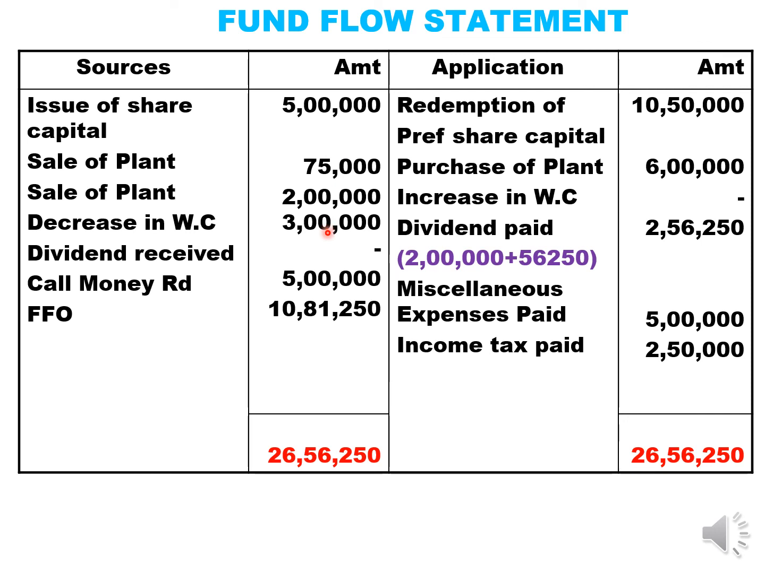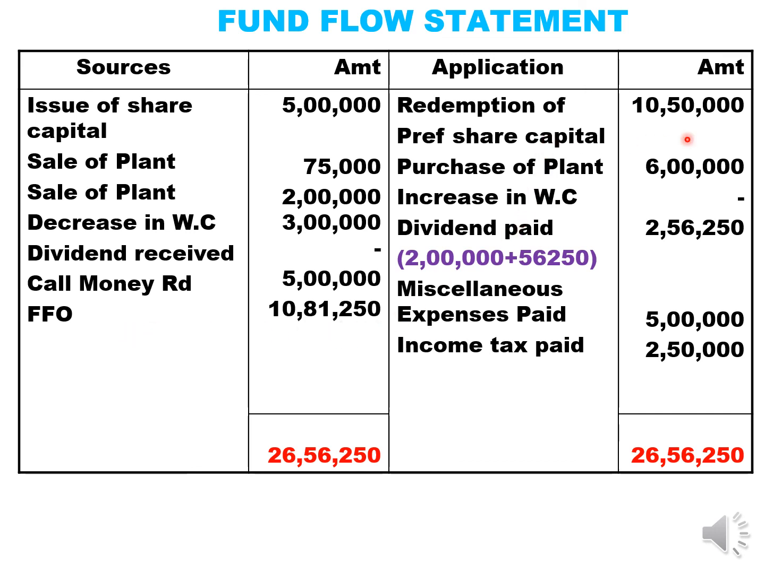Decrease in working capital. So working capital decreases, we arrange loan from bank. So we receive 3 lakhs. We don't have any discount received, but we made a call money from preference share 5 lakh. So we asked preference shareholders to pay 5 lakh in order to convert into fully paid share. So we received 5 lakh from preference share. Then funds from operation 10 lakh 81,250. So we got funds from operation.